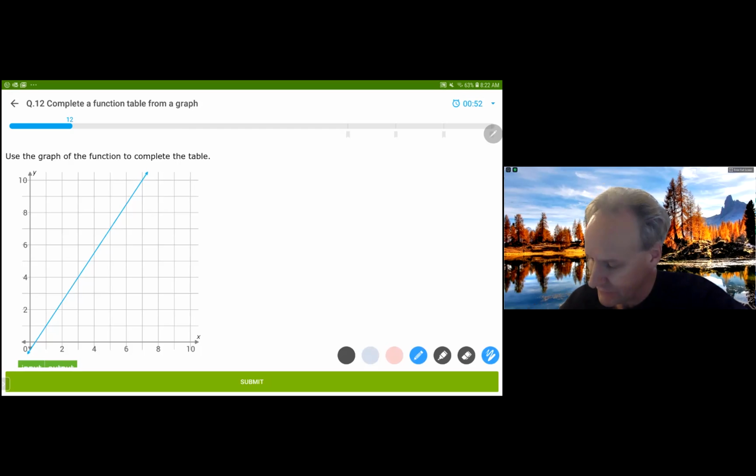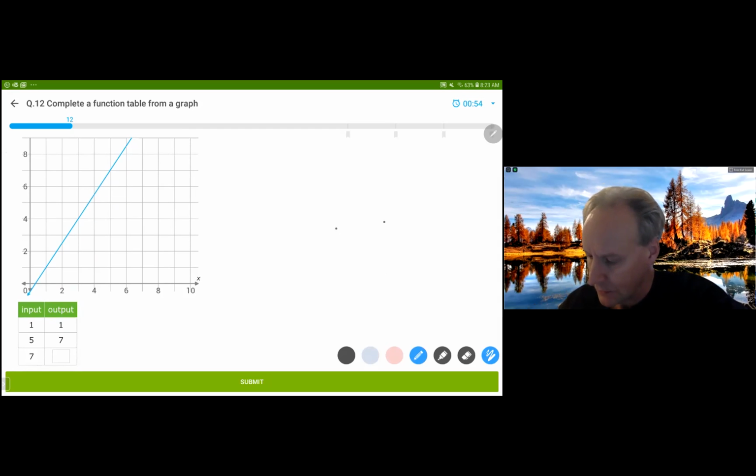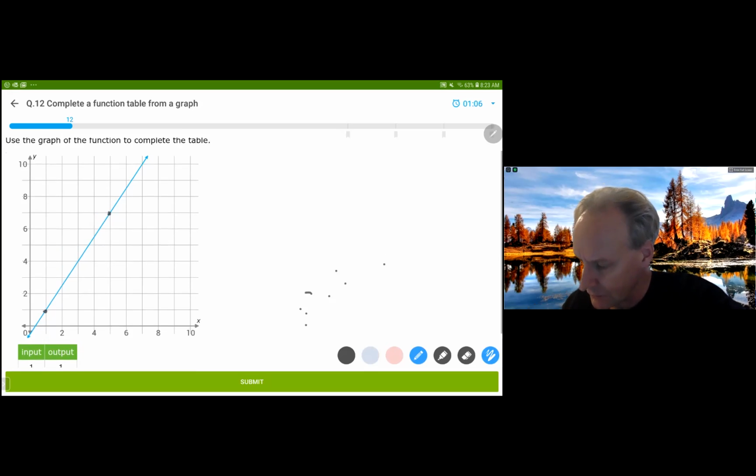Oh, a nice linear function. And we have a 1, 1. It's right there. We have a 5, 7, which is right there. And we want to find what goes with 7. So 7 goes to 10, doesn't it?